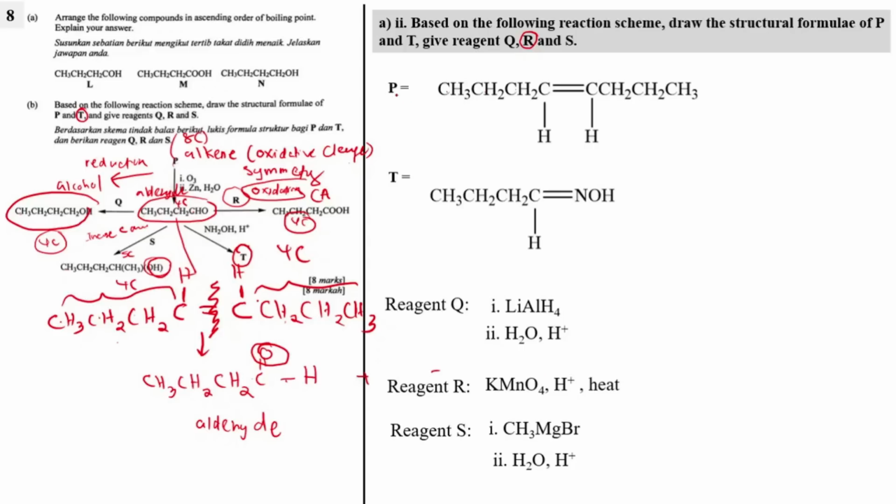Okay, so section B will provide you with another 5 marks. The determination of P, 1 mark; determination of T, 1 mark; complete reagent Q, 1 mark; complete reagent R, 1 mark; and complete reagent S, another 1 mark. So 5 marks for question B and 3 marks for question A. Alright, so that's all for question number 8.